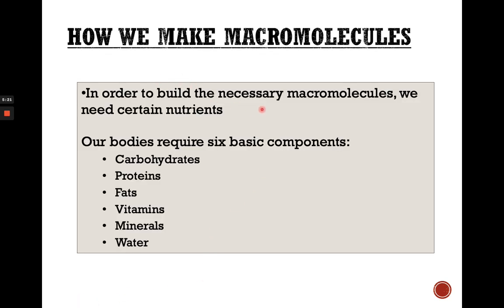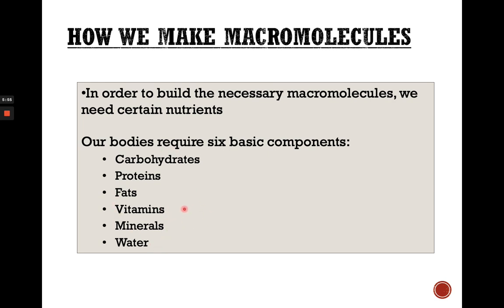In order to build these macromolecules, because they are necessary, if we don't have them, we get sick, we can't survive. Humans, all living things will have problems if we don't get that. We need certain nutrients, okay? And there are 6 basic components that all human beings need, or any life needs, in order to be healthy and live. So carbohydrates, proteins, fats, and then there's also vitamins, minerals, and water. And those 3 are going to come later on in another video from me.